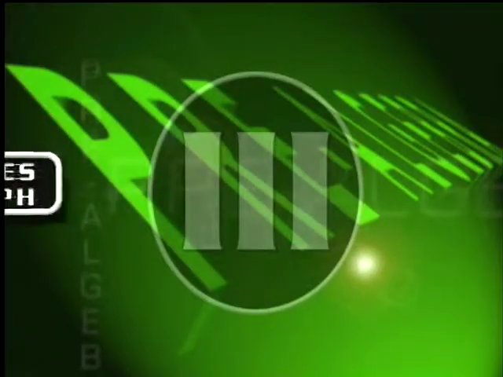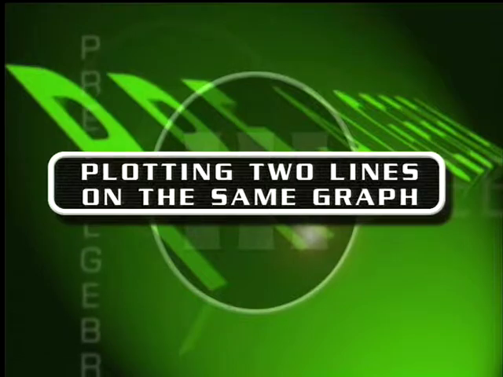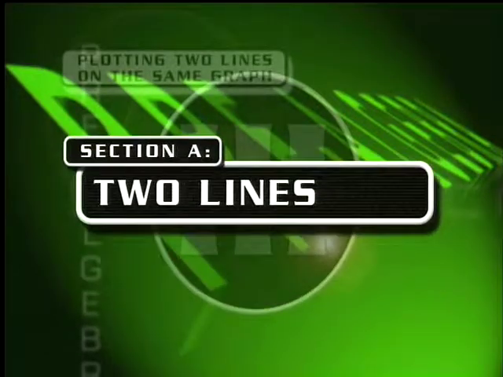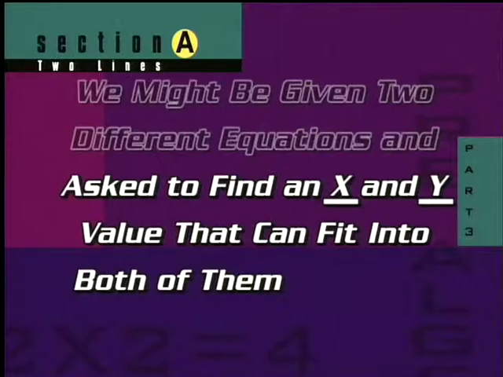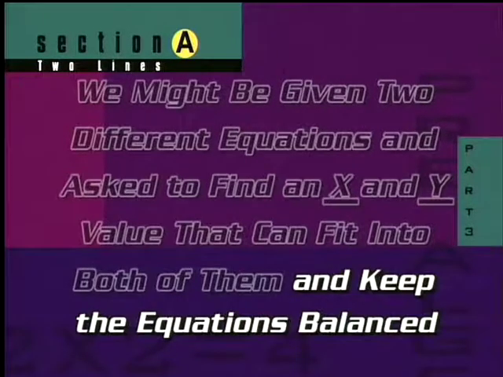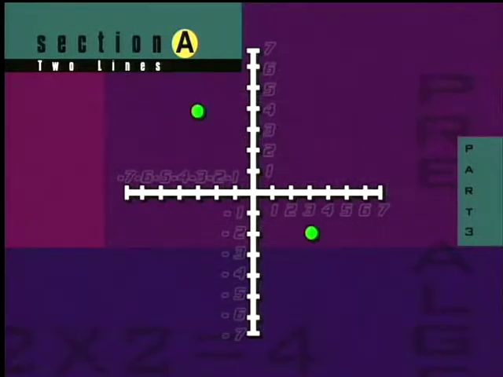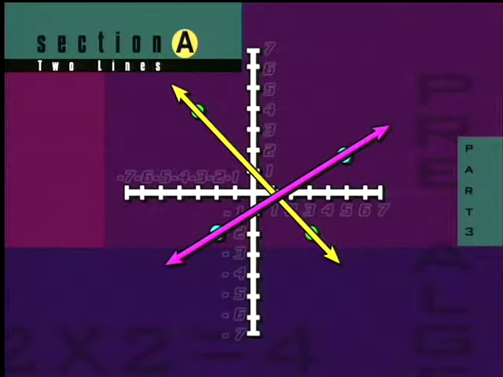Part 3, plotting 2 lines on the same graph. Section A, 2 lines. Sometimes you might be given 2 different equations and asked to find an x and y value that can fit into both of them and keep the equations balanced. One way to figure out which numbers will work is to plot the solution points for both equations on the same graph and draw the lines. The spot where the 2 lines cross will give us the coordinates that fit into both equations.